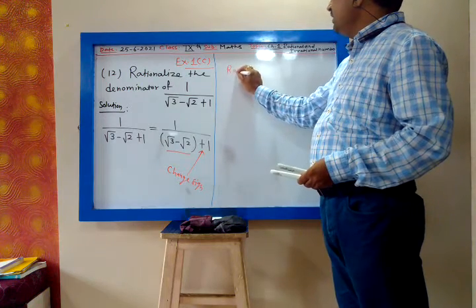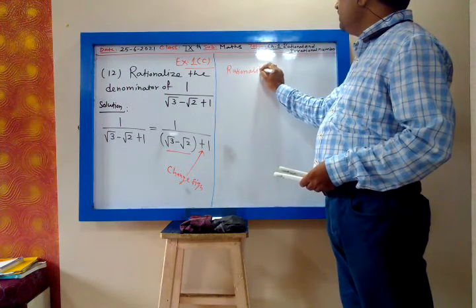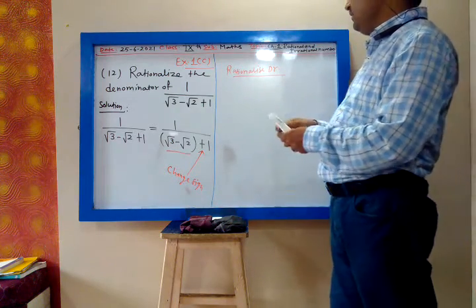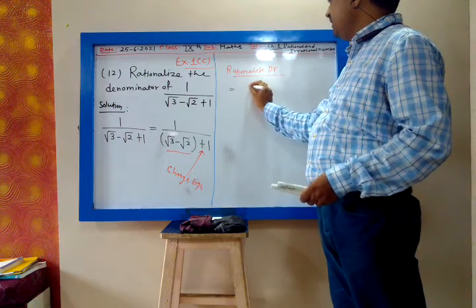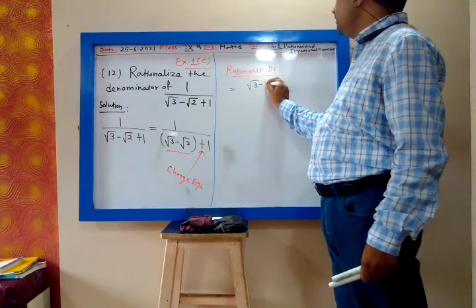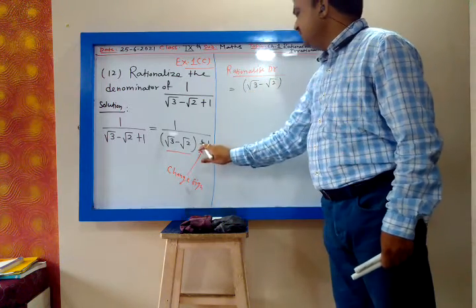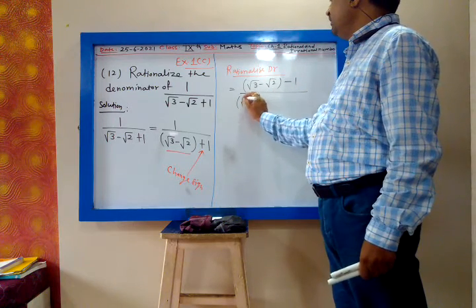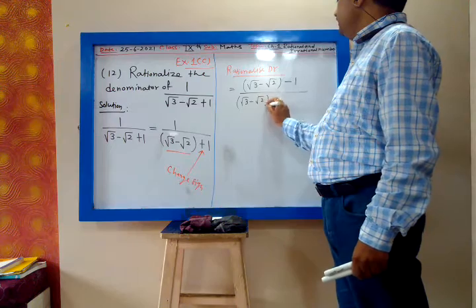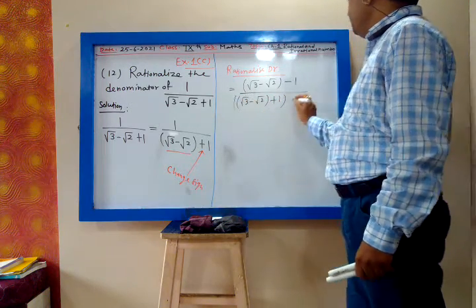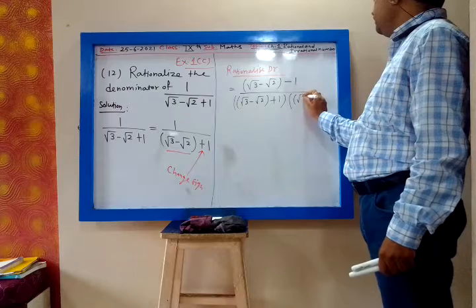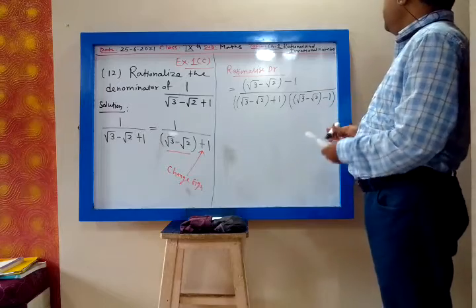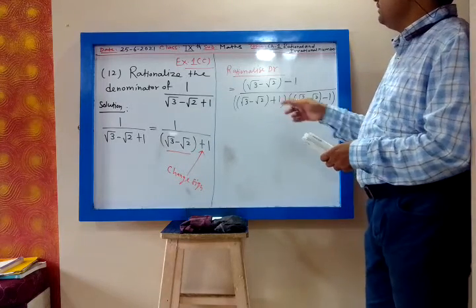So now we rationalize the denominator. I am writing directly: 1 upon root 3 minus root 2 plus 1. The rationalizing factor, since it is plus 1, will be minus 1. We multiply and divide by root 3 minus root 2 minus 1.